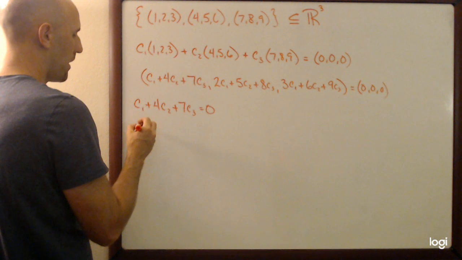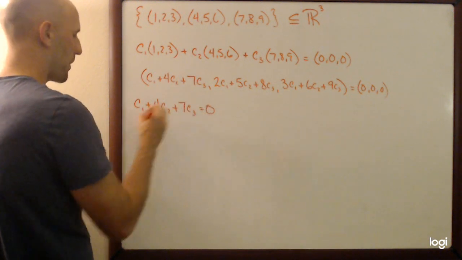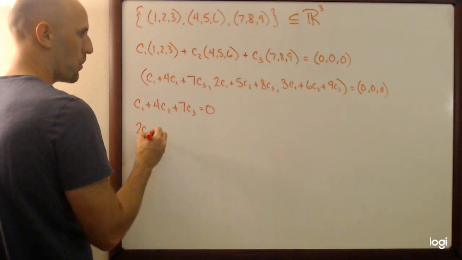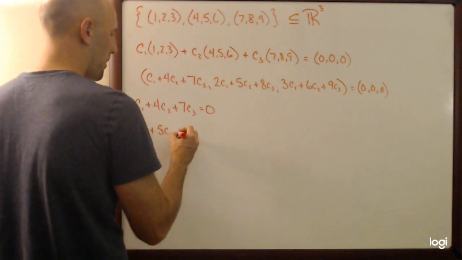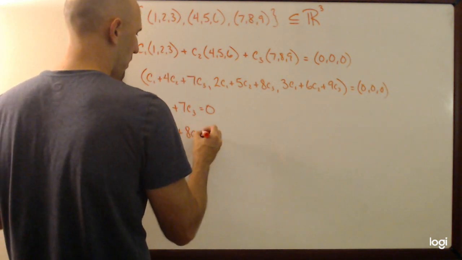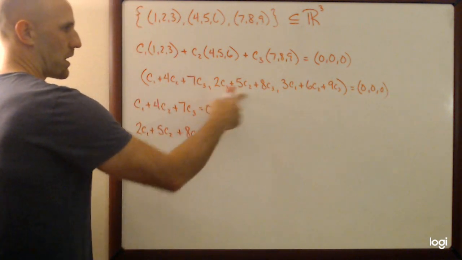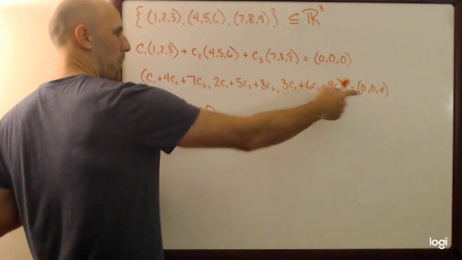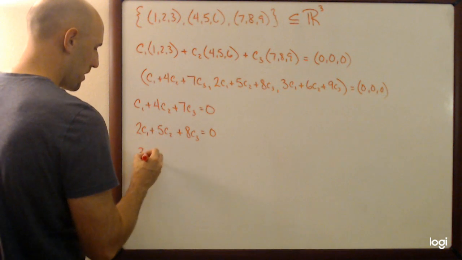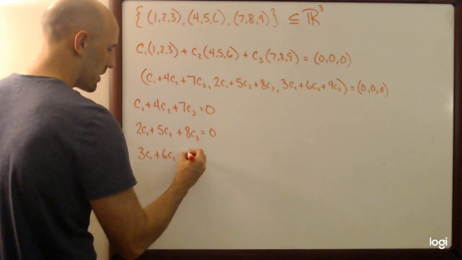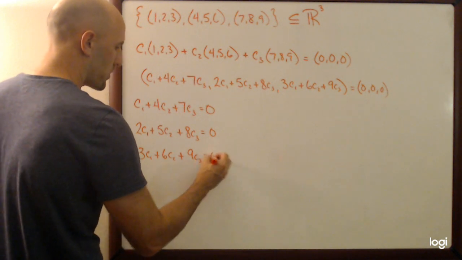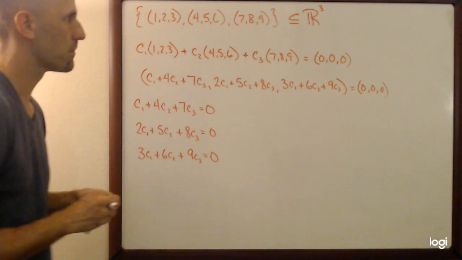Where's my second one? Here we go. 2C1 plus 5C2 plus 8C3 is equal to 0. Second component. Third component also has to be 0. 3C1 plus 6C2 plus 9C3 also must be 0. Okay.